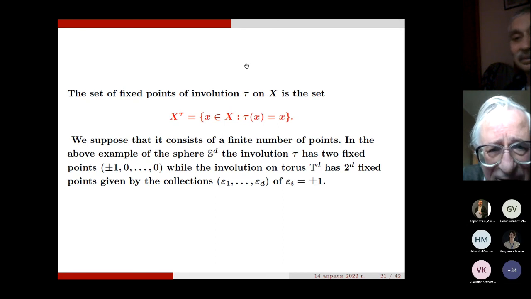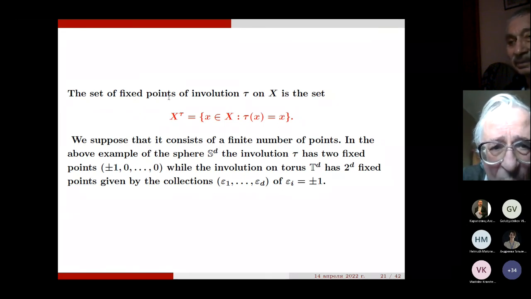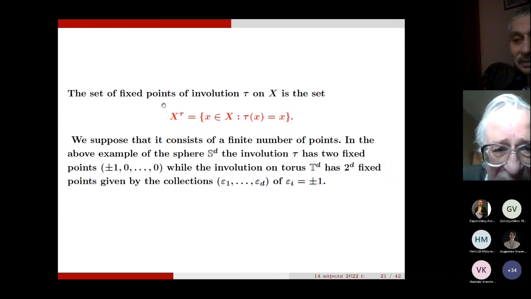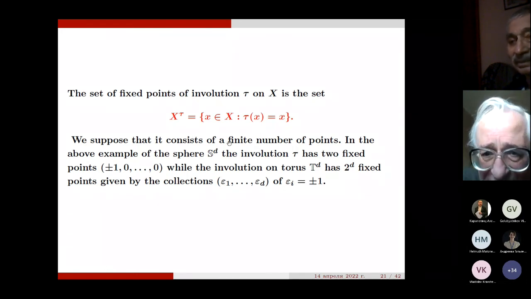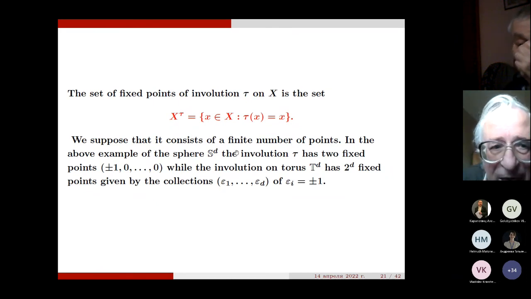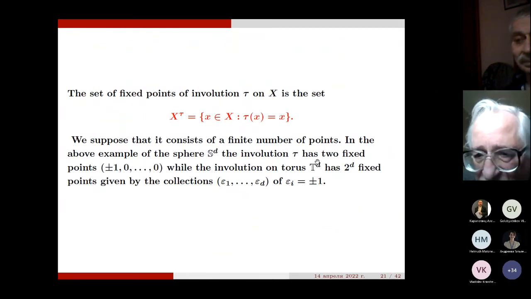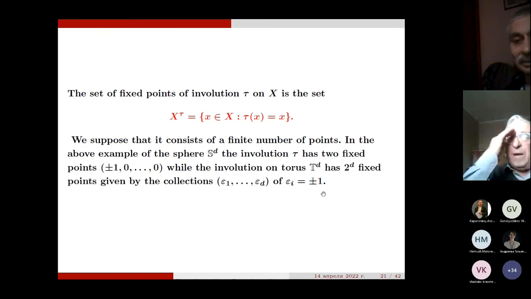Very important for us is the notion of the set of fixed points of the involution tau. This is just the set, which I denote by X^tau, where tau of x is equal to x. That's a standard notion. But we suppose that it consists of a finite number of points. This is very important. In the above example of the sphere S^d, the involution tau has just two fixed points, namely plus or minus (1, 0, ..., 0). While the involution tau_d on the torus has 2 to the power d fixed points, which are given by the collections (epsilon_1, ..., epsilon_d), where each epsilon is equal to plus or minus 1.